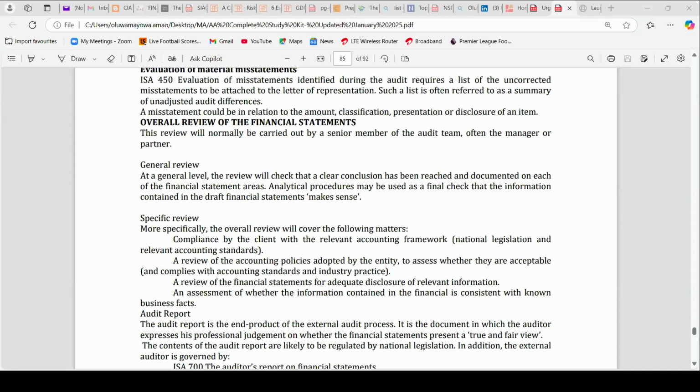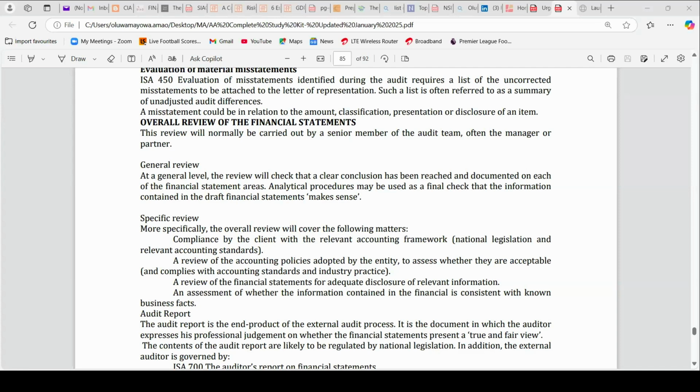Number one is to accumulate all misstatements found during the audit. So anytime the auditor comes across a misstatement, he documents it and lists it, except if the misstatement is clearly trivial. Maybe there is an error of 2 kobo, or the error is 0.1 kobo. But all other misstatements should be accumulated. He will look at it, document it, and list it. Now, it's not only about listing it.